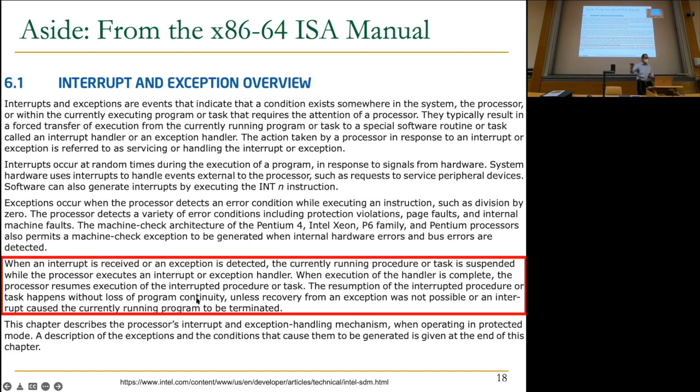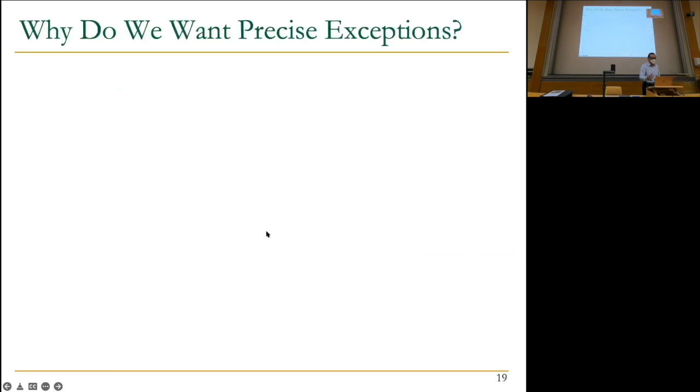That's what precise exceptions means, unless recovery from an exception was not possible or the interrupt caused the currently running program to be terminated. So everything I said actually boils down to this description. Power failure may terminate your program, for example, or a machine check exception may terminate your program. But otherwise, you go back to your program. I'd recommend reading this entire thing on your own because it's actually nice.